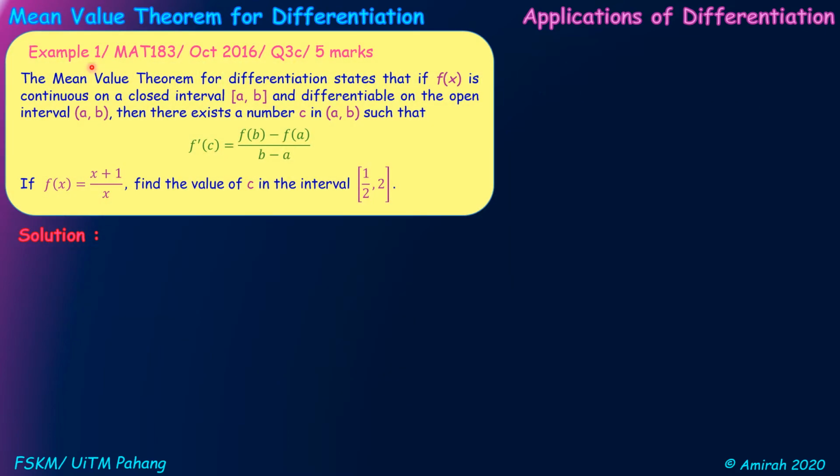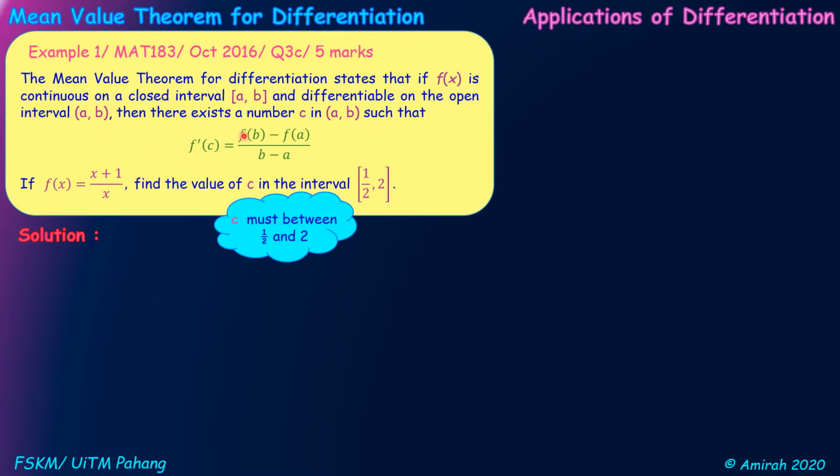Now, we look at example 1 from the previous semester papers. The mean value theorem for differentiation states that if f(x) is continuous on a closed interval [a, b] and differentiable on the open interval (a, b), then there exists a number c in (a, b) such that f prime(c) equals (f(b) minus f(a)) over (b minus a). If f(x) equals x plus 1 over x, find the value of c in the interval [1/2, 2].